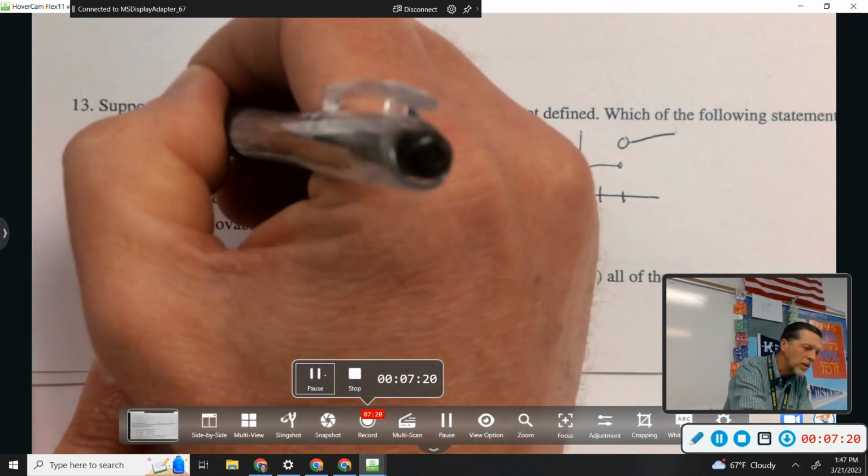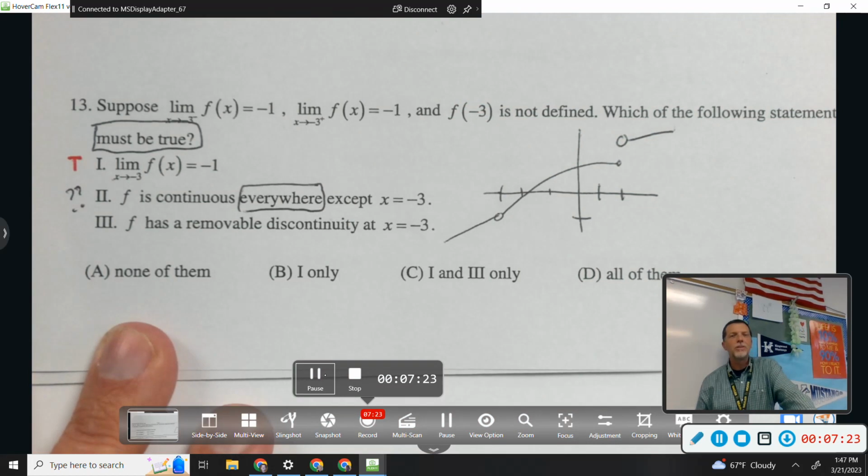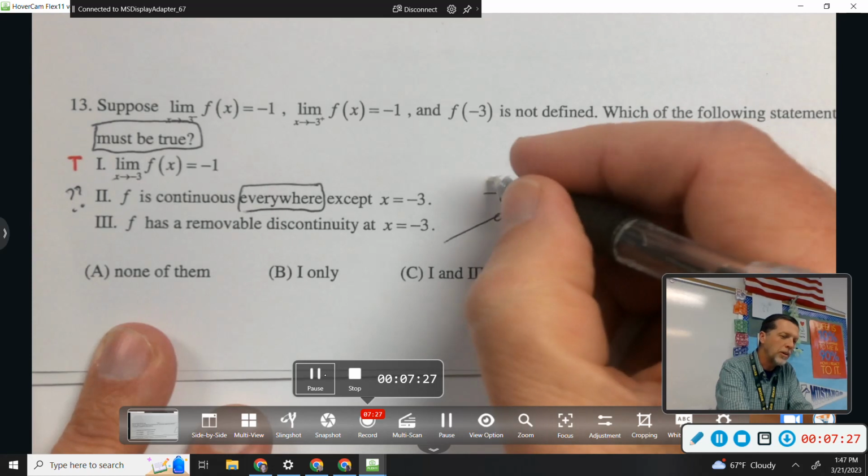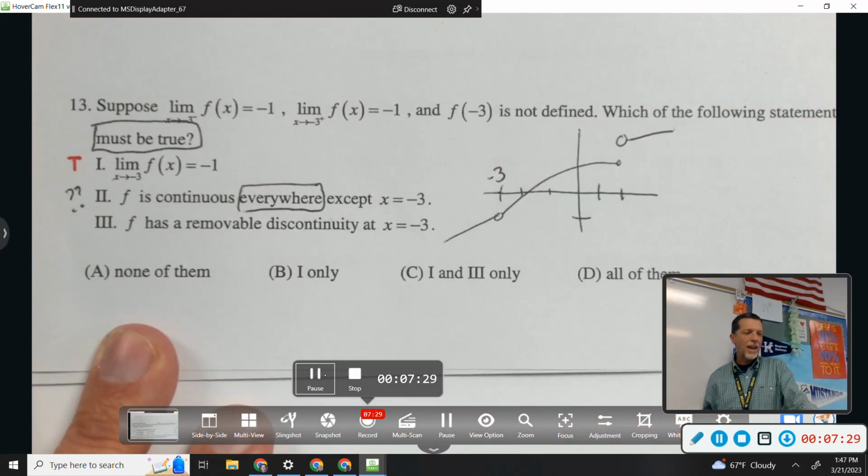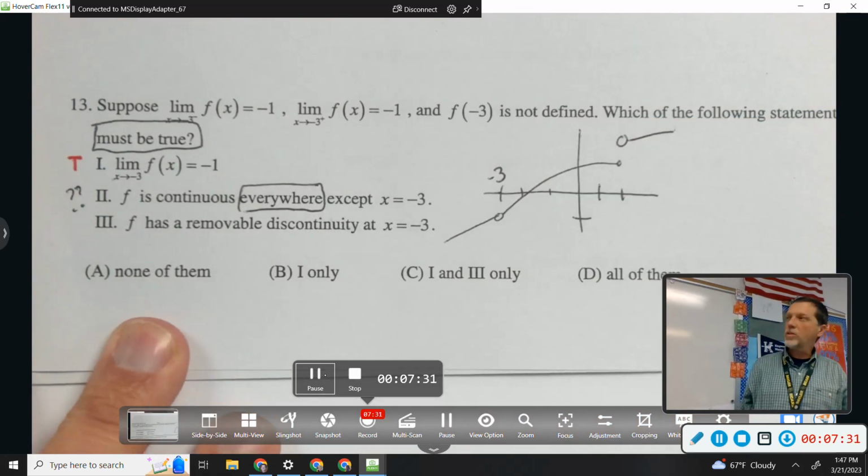Must be true? No. Number 2, I don't know. We just don't know. We know what's happening at negative 3. We don't really know anything else. So that everywhere thing throws number 2 out.